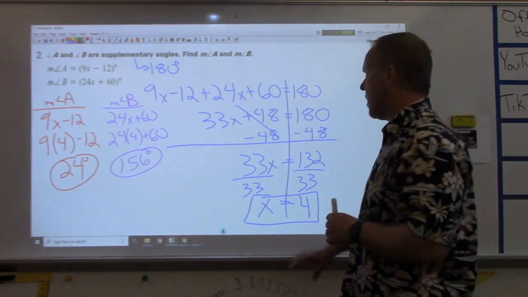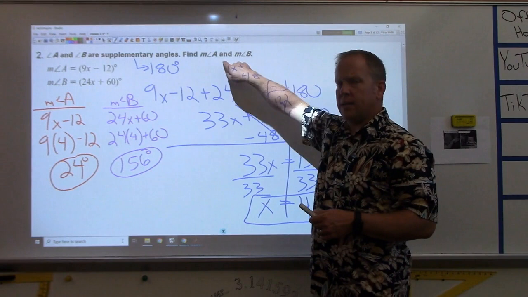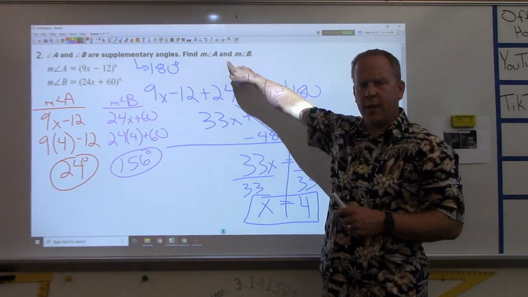Please, folks, do not stop at x equals 4. That's not what they asked for. They wanted the measure of both angles.